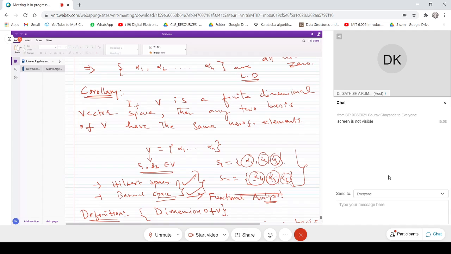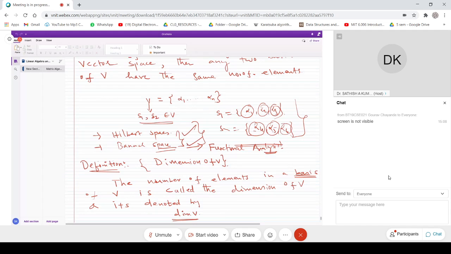And I told you that we are going to focus only on finite dimensional vector spaces, because infinite dimension is a completely different subject. So we are not going to get into that. We'll be focusing on finite dimension.